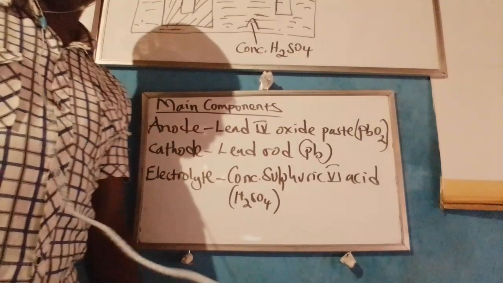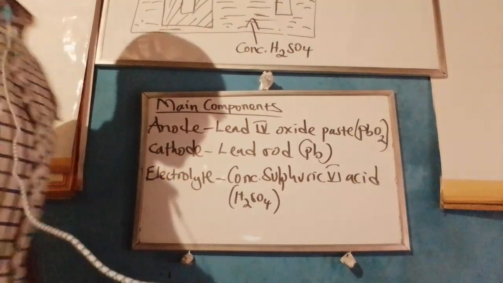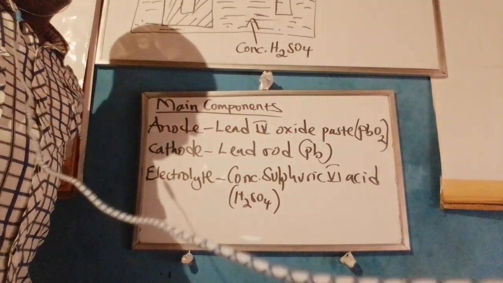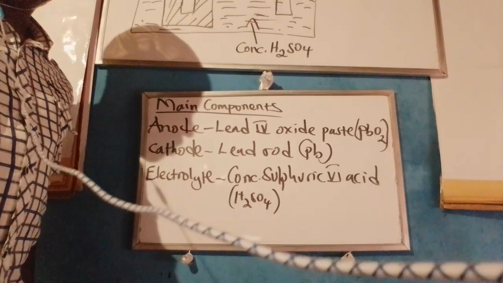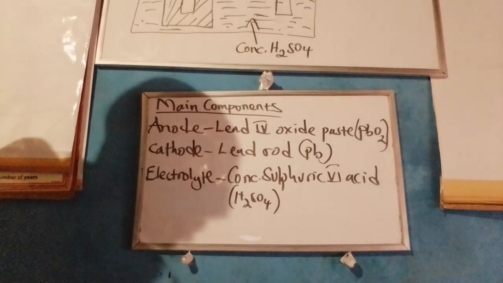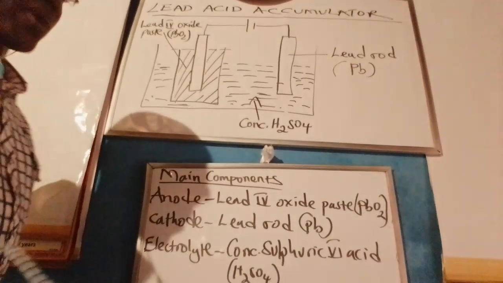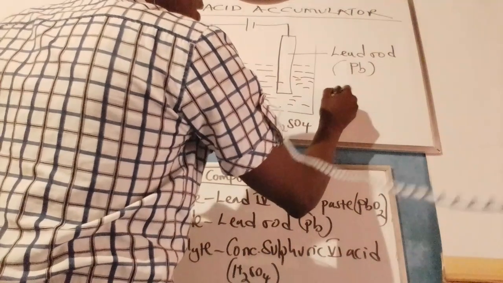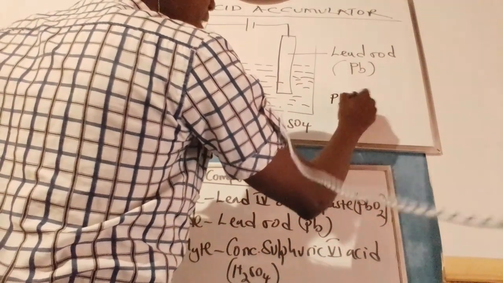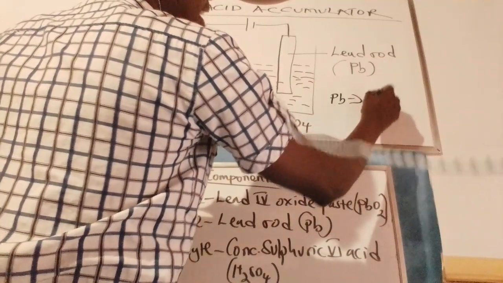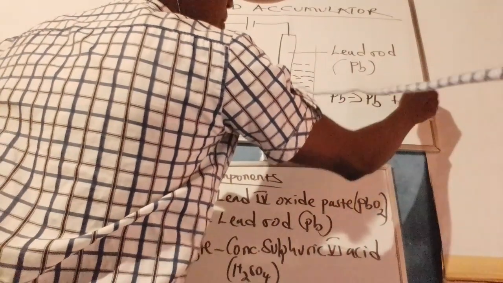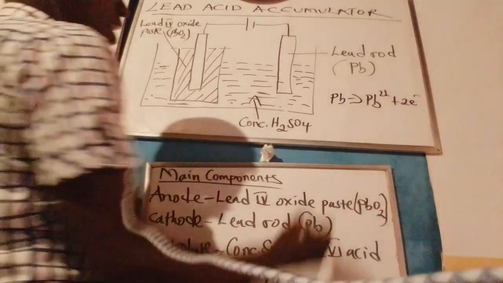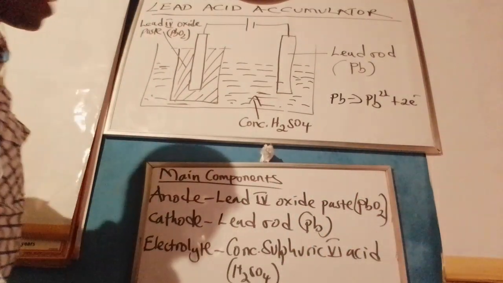concentrated sulfuric acid. The role of these agents is mainly to enable the transmission of charge. The main reaction, however, begins at the cathode, where we have the lead rod. In this case, the lead rod dissolves in the electrolyte, and when it does so, it precipitates lead ions, and these lead ions are the main precipitating agents that are propelled to the cathode.